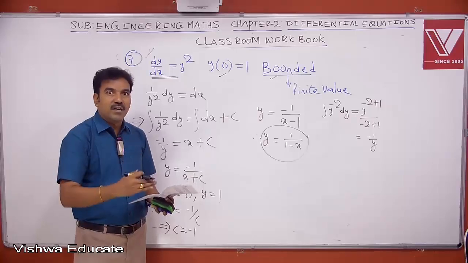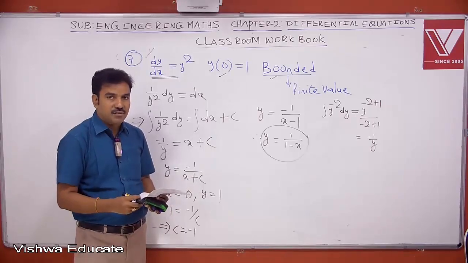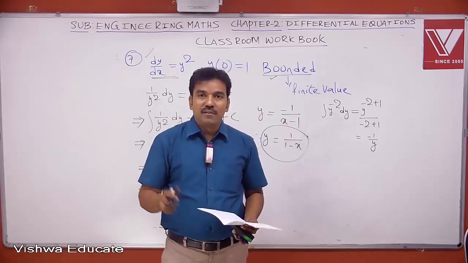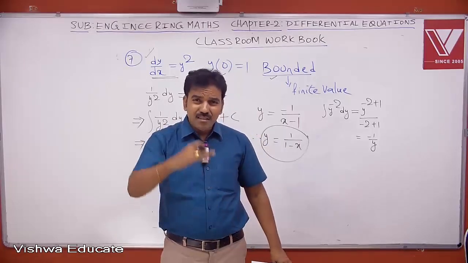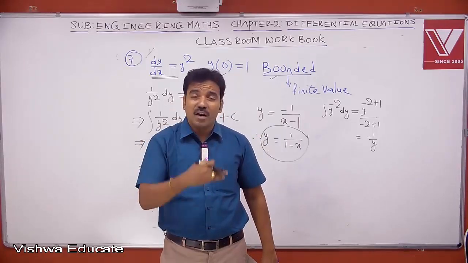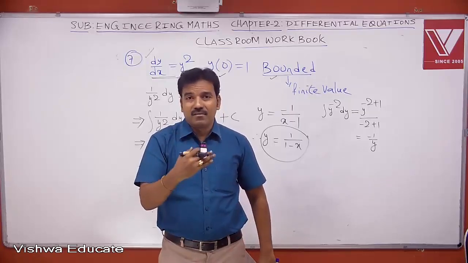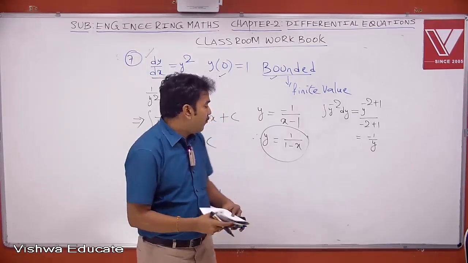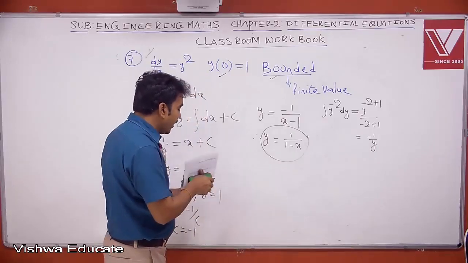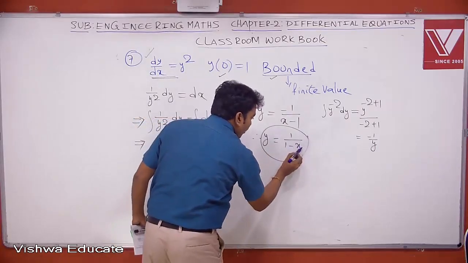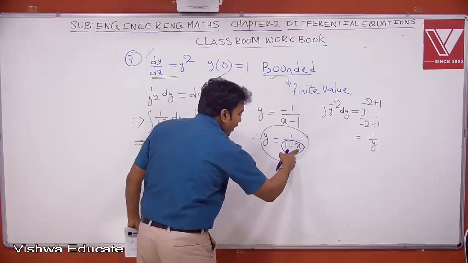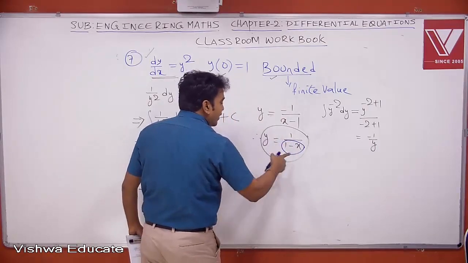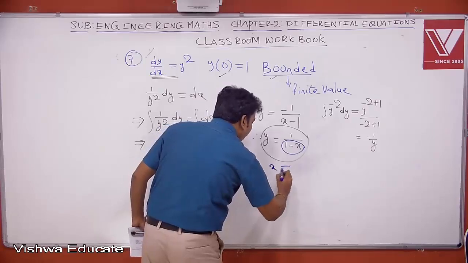In the denominator, we have 1 minus x. See, when you have a rational expression, if the denominator gets 0, the solution becomes unbounded. Unbounded means, for example, an infinite region. 1 by 0 means infinity. Therefore, this solution becomes bounded only if x is not equal to 1, because when x is 1, 1 by 0 becomes infinity, unbounded.